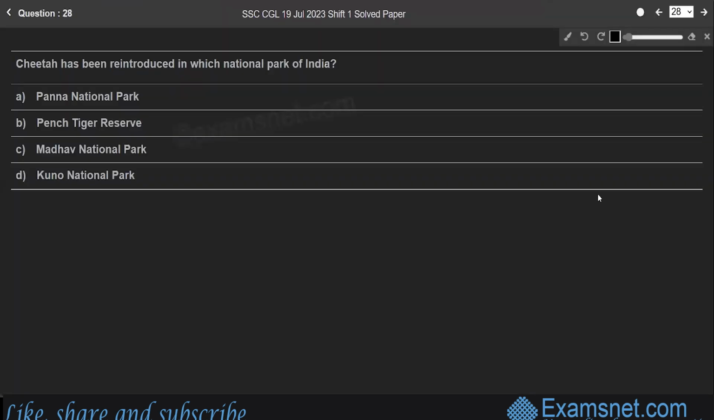Question 28. Cheetah has been reintroduced in which national park of India? Cheetah has been reintroduced in Kuno National Park. Option D is the right answer. Kuno National Park serves as the perfect habitat for the cheetah because of its perfect grassland habitat.